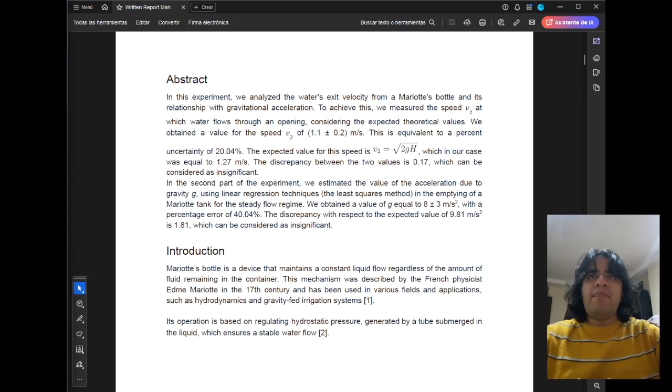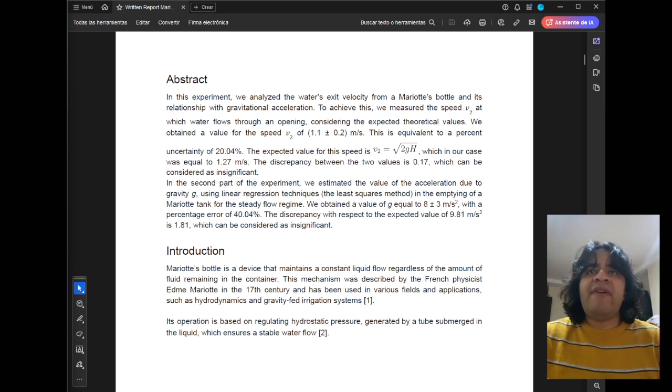Let's begin with a brief explanation of the experiment and the results obtained, as shown in the abstract. This experiment had two objectives: the analysis of the exit velocity of water and the estimation of the gravitational acceleration. Using concepts such as the continuity equation, the Bernoulli equation, and Torricelli's theorem, we measured the exit velocity of water and compared it to the expected theoretical values that were calculated.